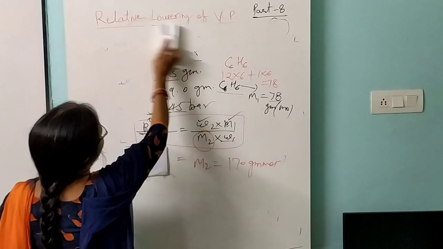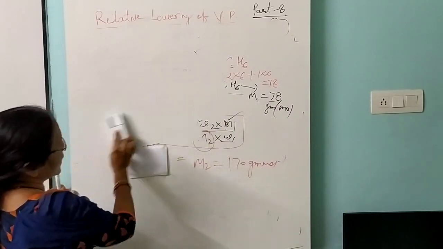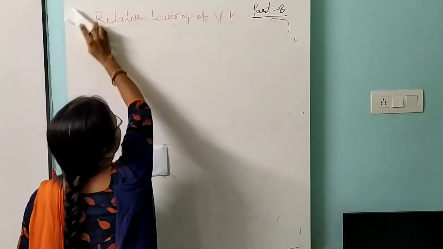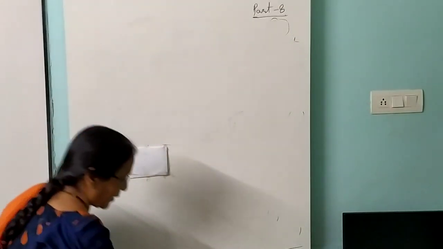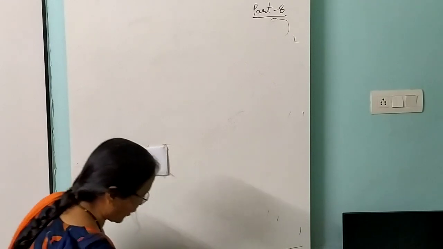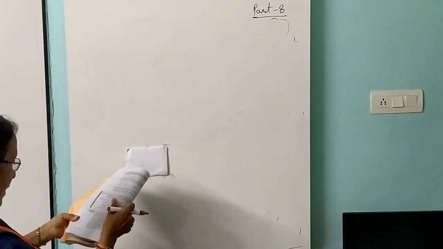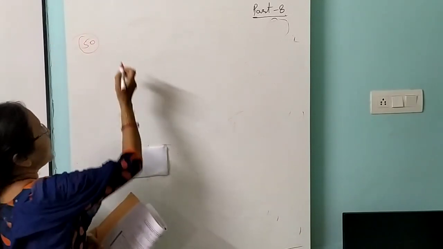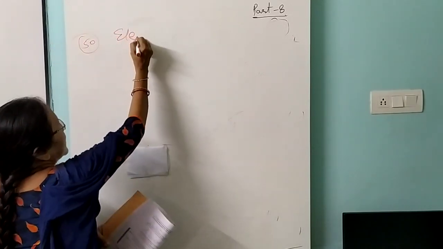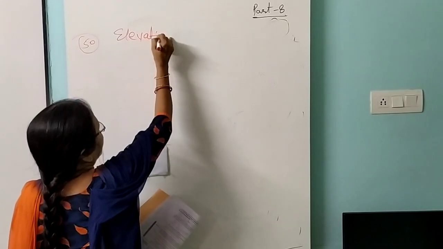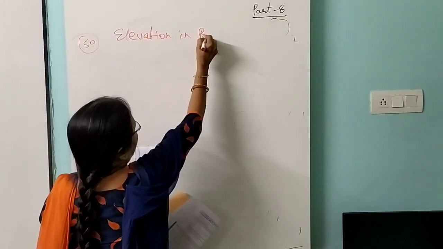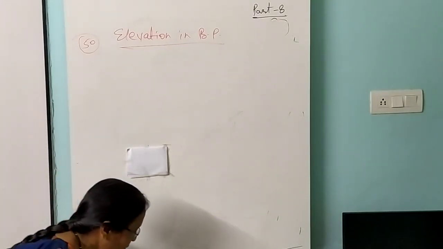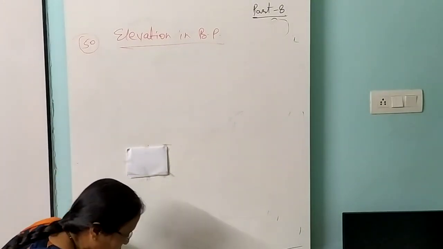So here relative lowering in vapor pressure is completed. Now after this we will go towards the next property, elevation in boiling point. Here this is given in our textbook on page number 50. Elevation in boiling point, again it is very easy, student.